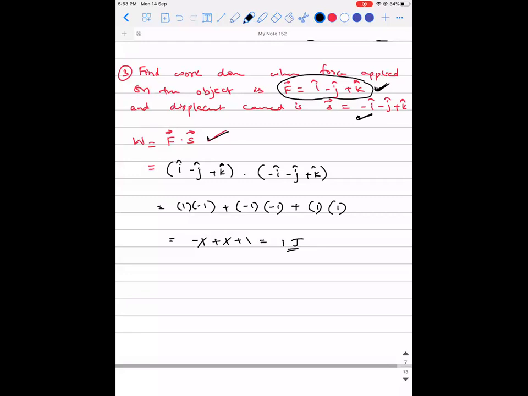Sir, if the question is given in the form of I cap, J cap, whether it is constant? No, that is not the case. I'll give you another question where I'll give you a variable force. Sir, how to identify whether the force is constant? If you see the next question, you will understand. Okay, sir.